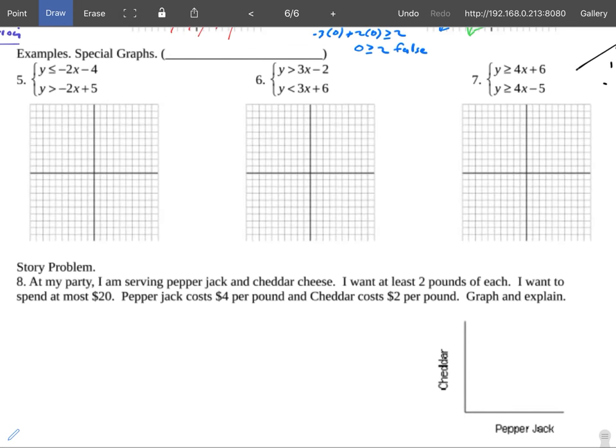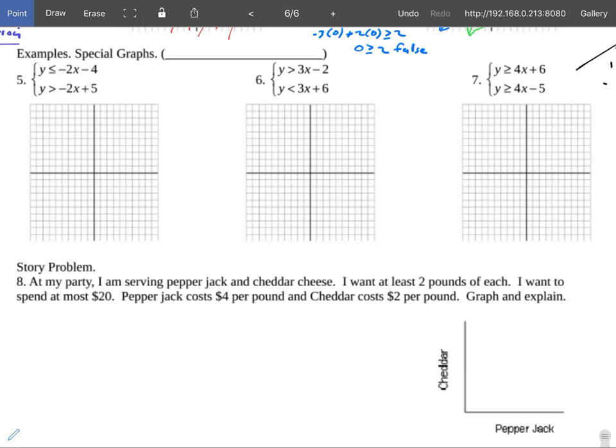So let's look at 5, 6, and 7. Well, first of all, it says these are special graphs. And the reason these are special is because if you look at them, they all have the same slope. So that slope is -2/1. This one's -2/1. This one's 3/1. That one's 3/1. This one is 4/1.